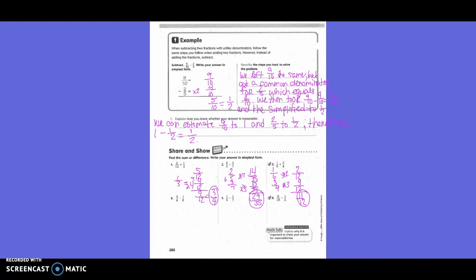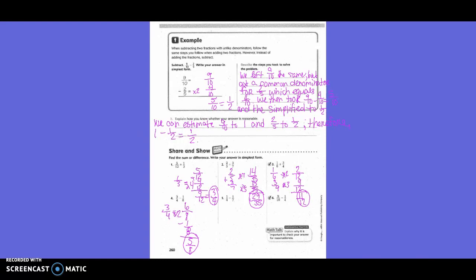3/4 minus 1/8. Do I need to change both or just one? Just the one. So I'm going to have 3/4. What's my new denominator? 8. How did I get from 4 to 8? Times 2. What I do on the bottom, I also do on the top. So 3 times 2 is 6. So I'm going to have 6/8 minus 1/8 equals 5/8. And I'm going to circle my answer.